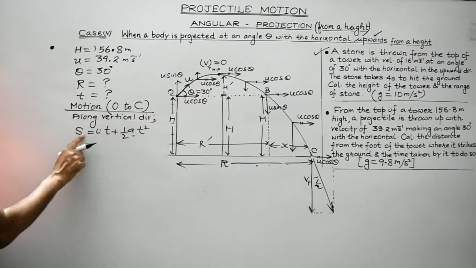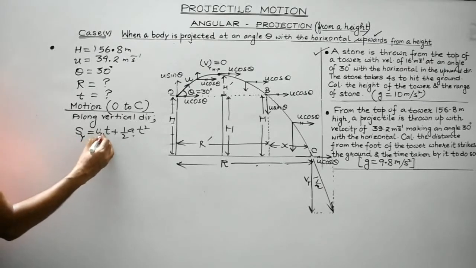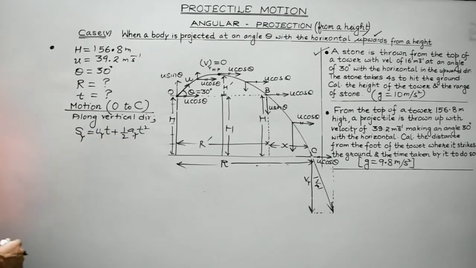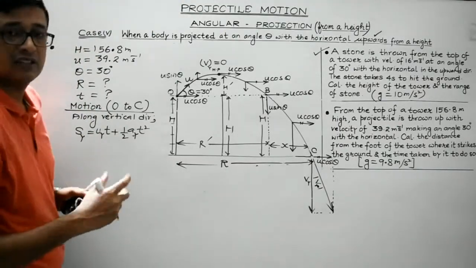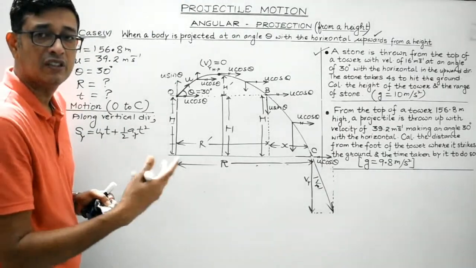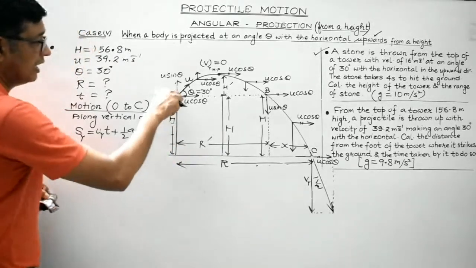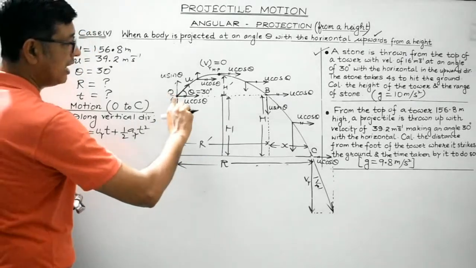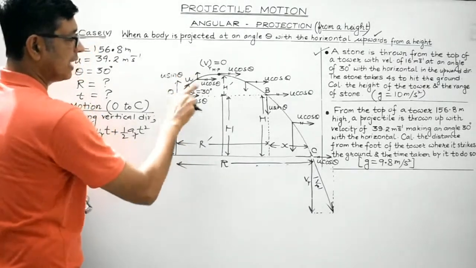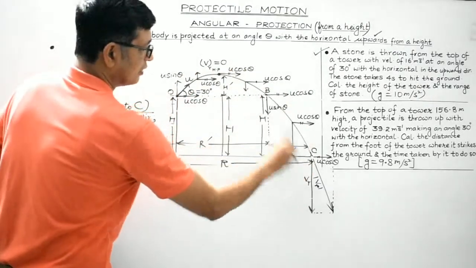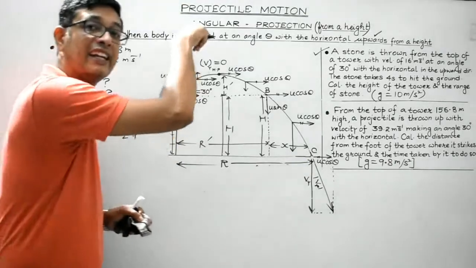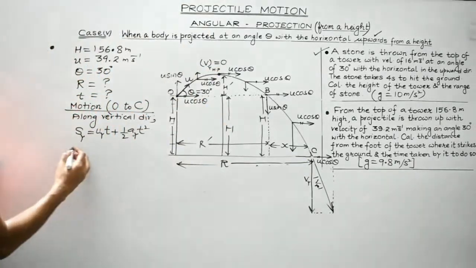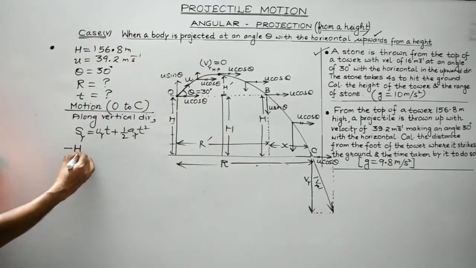Actually along the vertical, so we need to consider the y component. Sy is equal to uy t plus half ay t square. Now look, Sy, as I've been telling you for the last few minutes, in this case this is the origin, and when it is thrown up making angle theta, it will follow a path like this. So during this time it has covered a vertical displacement h towards the negative y-axis. So Sy would be equal to minus h.